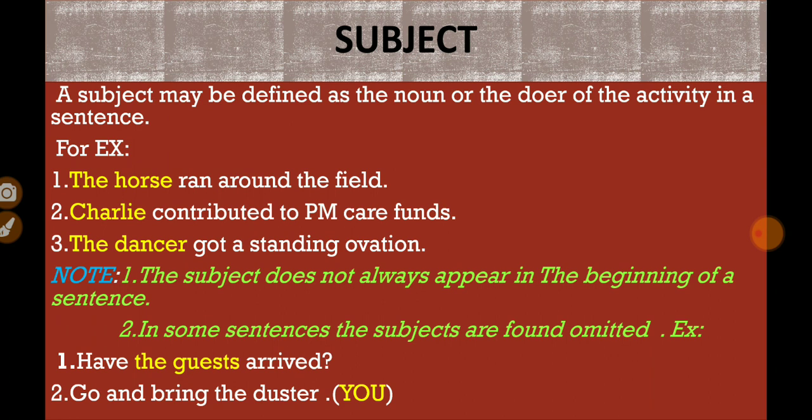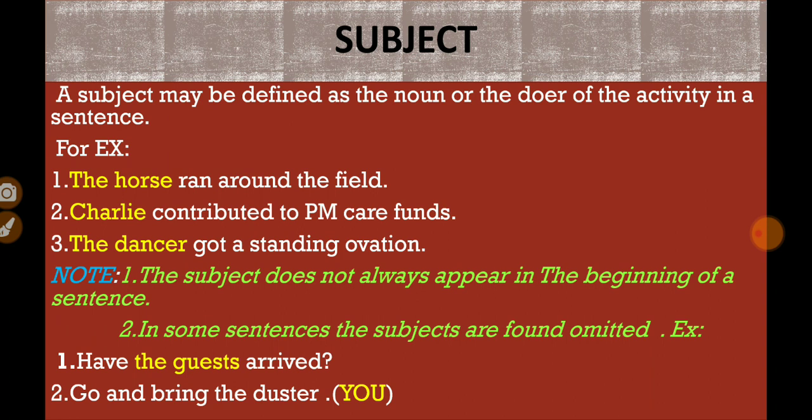Go and bring the duster. What kind of sentence is it? It is an imperative sentence. Imperative sentences usually do not use the subject. They do not carry a subject in them. So let us see what the hidden subject is here. Who is doing this activity? Let me ask a question here, then I will get my answer. Who will go and bring the duster? The answer would be you.